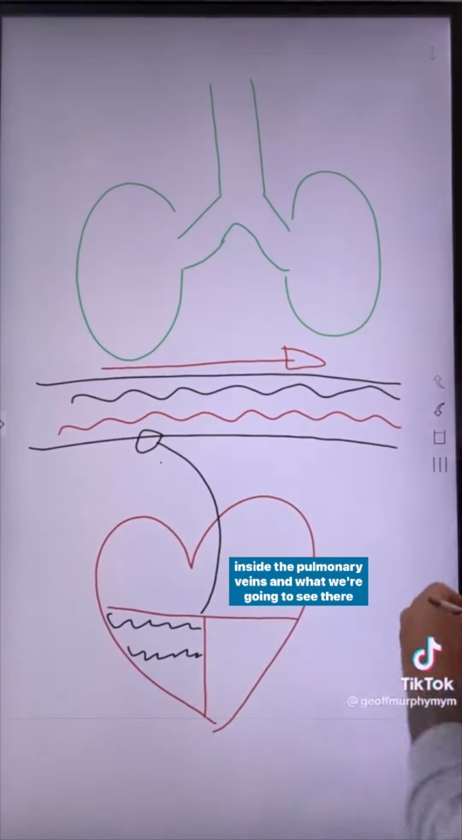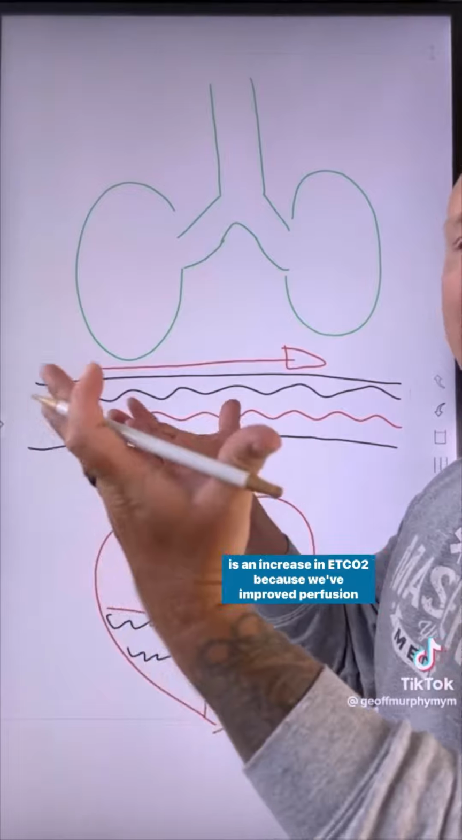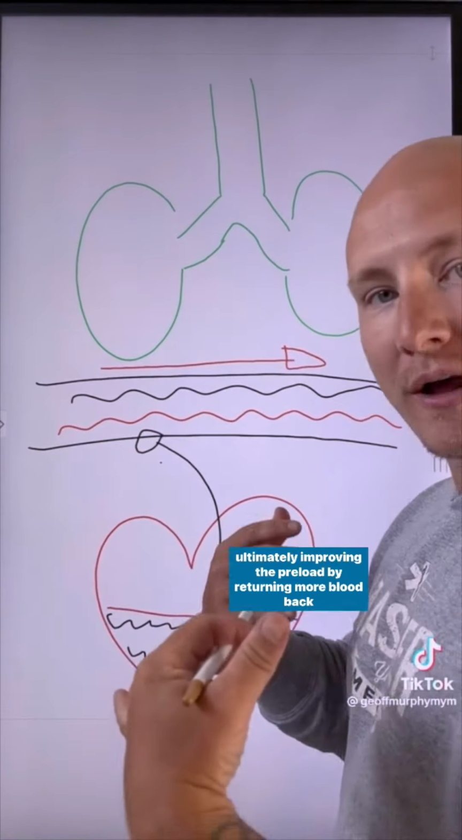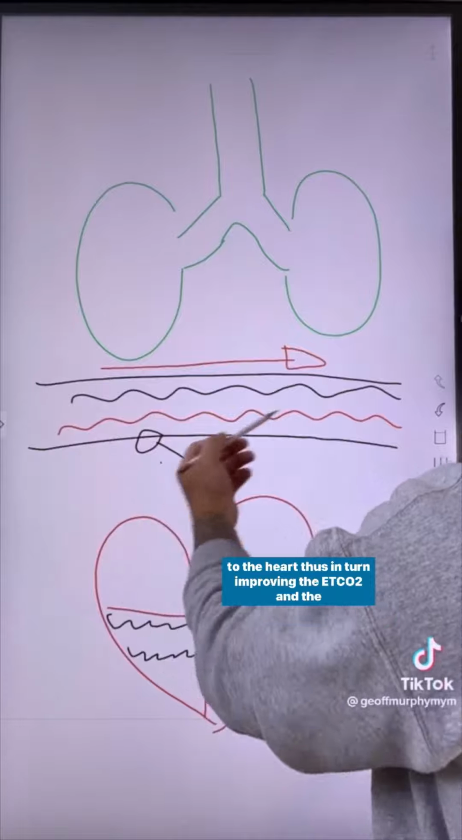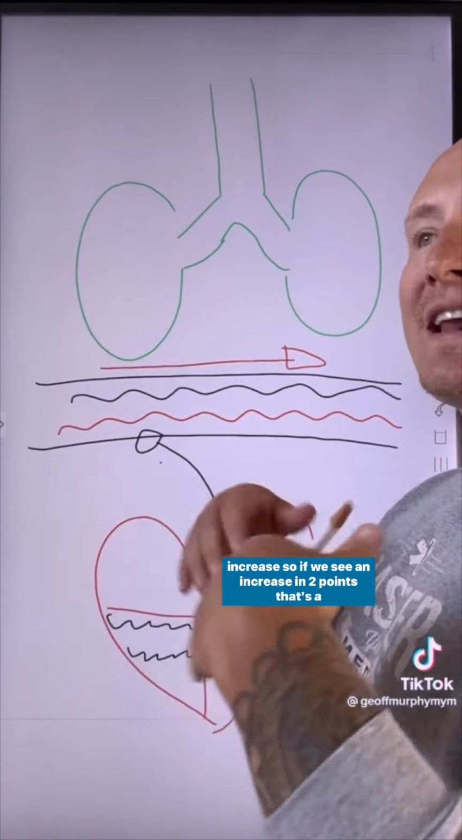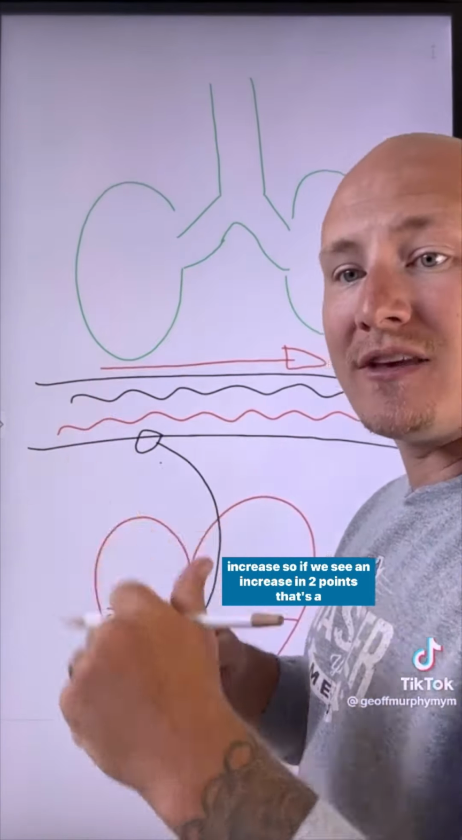And what we're going to see there is an increase in end-tidal CO2 because we've improved perfusion, ultimately improving the preload by returning more blood back to the heart, thus in turn improving the end-tidal CO2 and the increase. So if we see an increase in 2 points, that's a positive indication of an improved perfusion, suggesting that this patient could benefit from a fluid challenge.